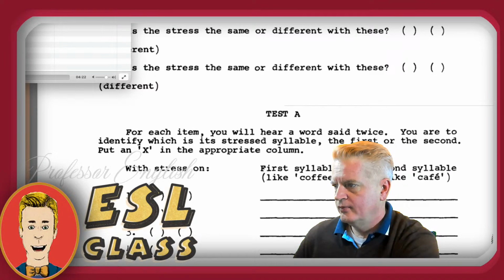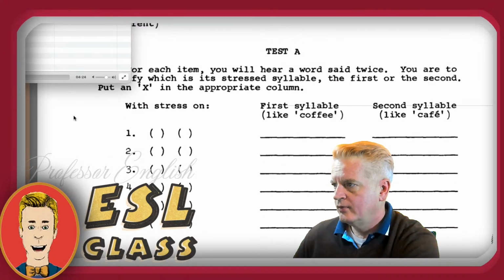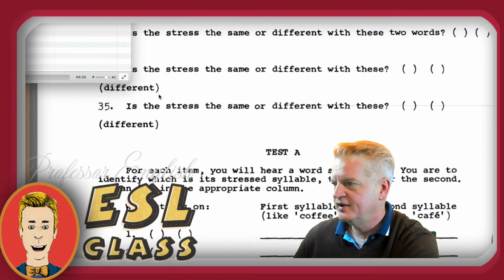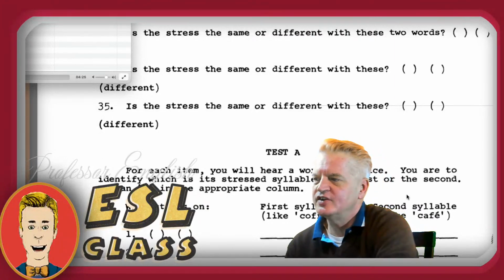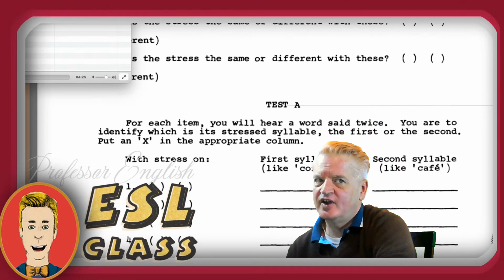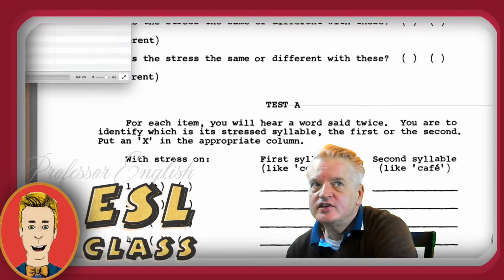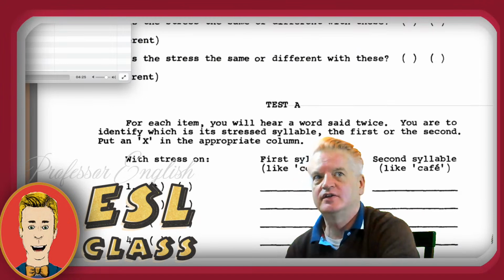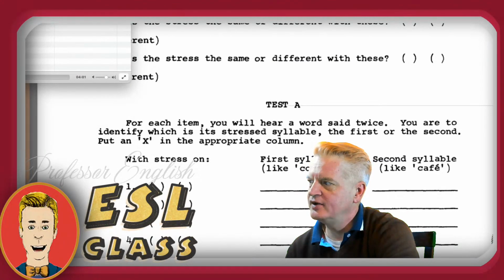Test A. 1. Etwas. Ooh, okay. They go very quickly. For each item, you will hear a word said twice. You are to identify which is its stressed syllable, the first or the second. Put an X next to the column. So the first word was etwas. Let's see. Etwas. I don't know. I didn't hear it that well.